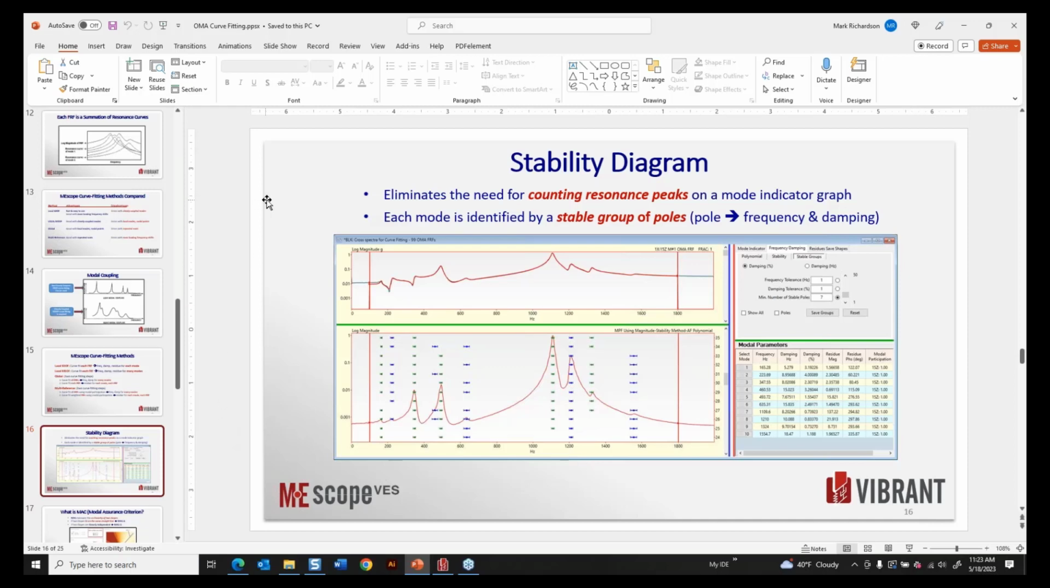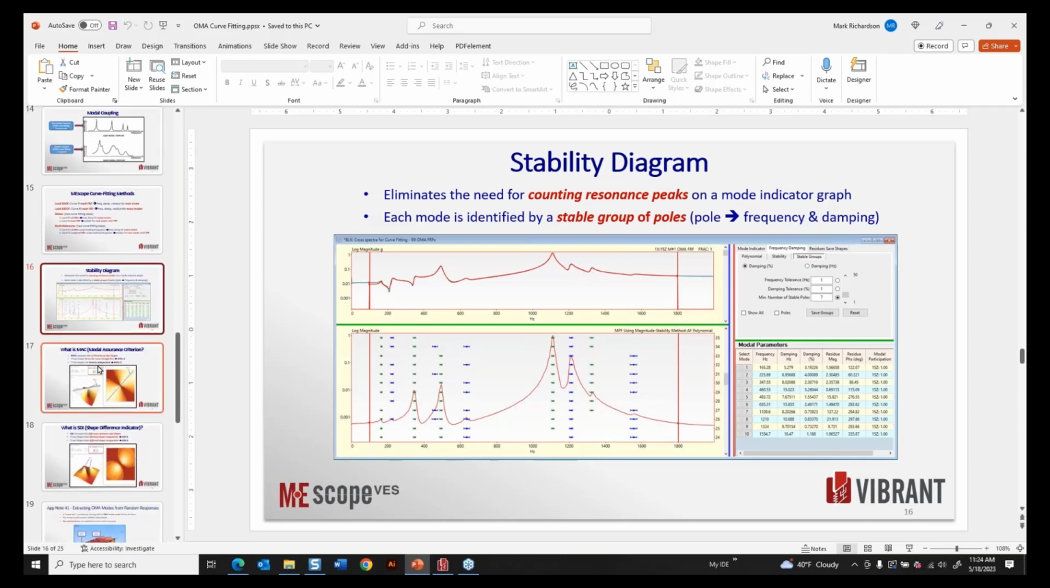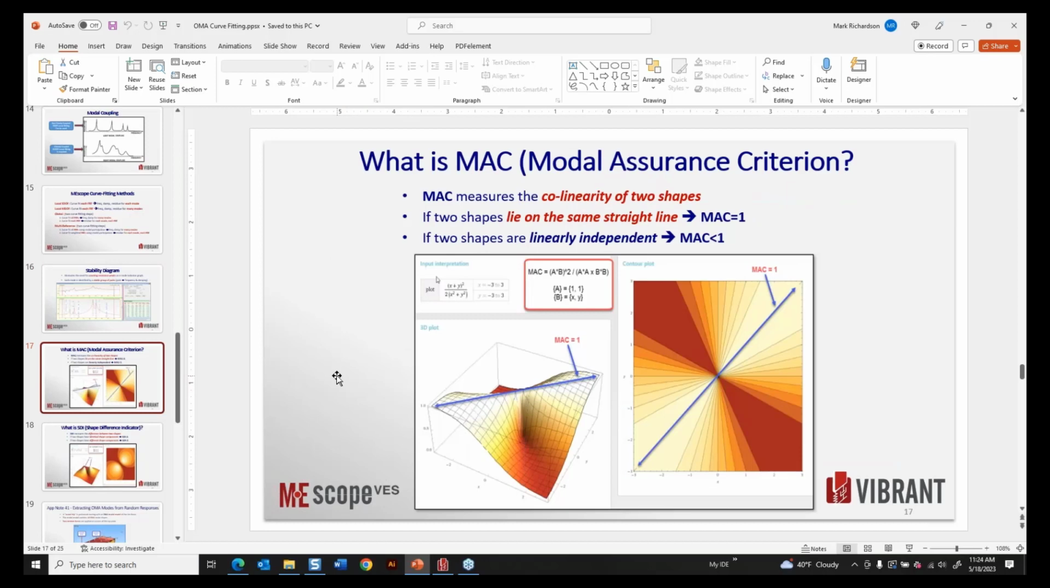So a stability diagram gets rid of that restriction of counting resonance peaks in the mode indicator, because it just curve fits over and over and over again with more and more modes in the curve fitting equations, and then we clean up the picture into what we call stable poles. Something else we use to compare mode shapes, we covered this before, again, the MAC or modal assurance criterion measures the collinearity between 2 mode shapes.